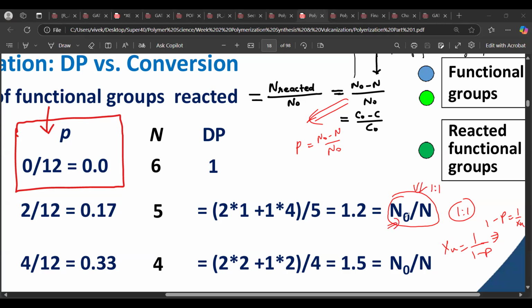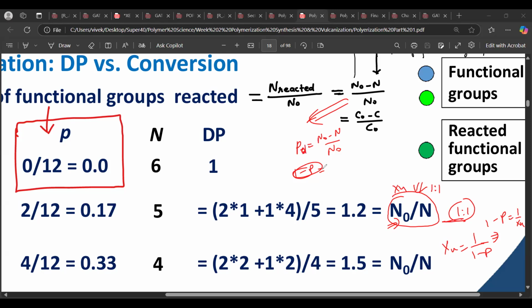And because you know, sir has already taught me what is the n naught and n. I know the most. I will directly put and I'll directly get my answer. xn is n naught by n, but it's true only for 1:1. I'll show you how. So P is equals to n naught minus n by n naught. Okay. And so 1 minus P will be, what did I do? I just subtracted 1.